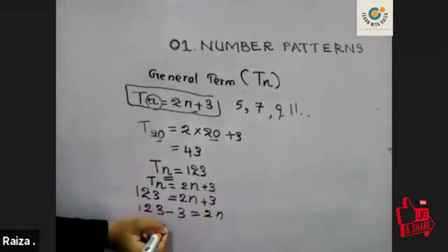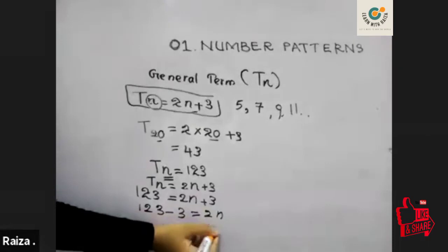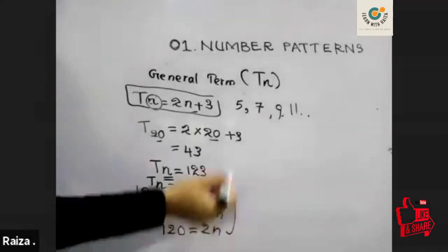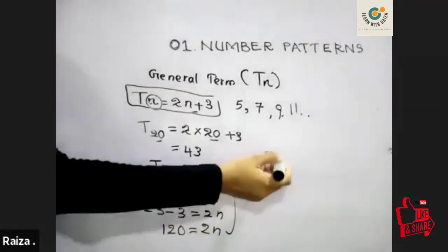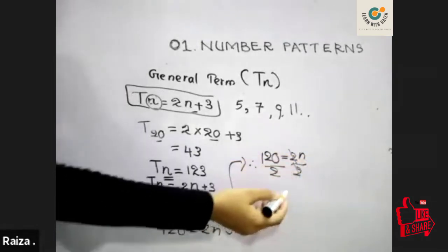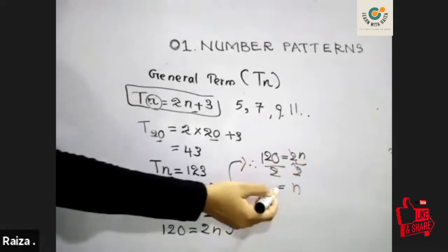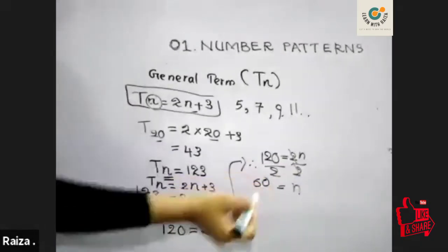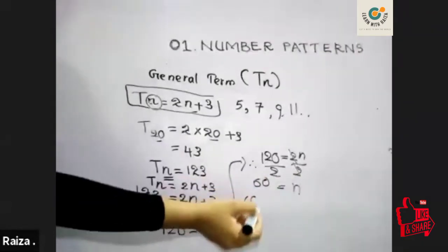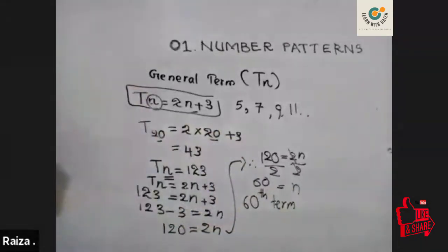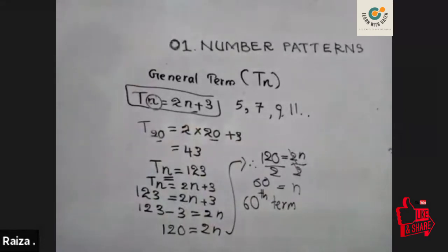Now 123 minus 3 is 120. That is equal to 2n. So 2n is equal to 120. Therefore, what is n? If you want to find n, you have to divide both sides by 2. So that n will get isolated and you will get the answer as 120 divided by 2, which is equal to 60. So I can say the 60th term will give you 123.